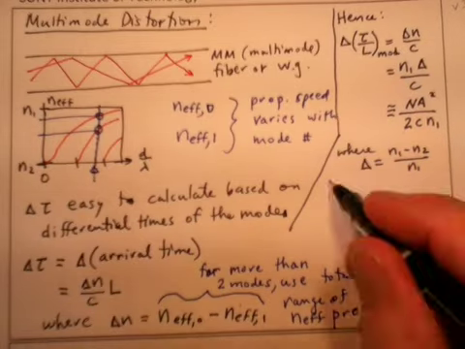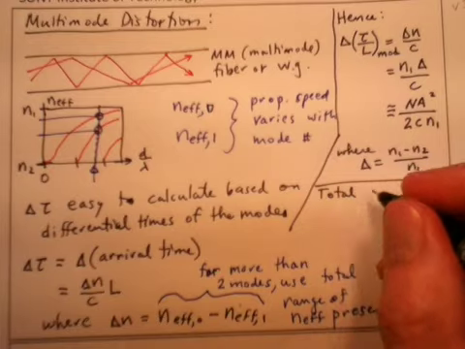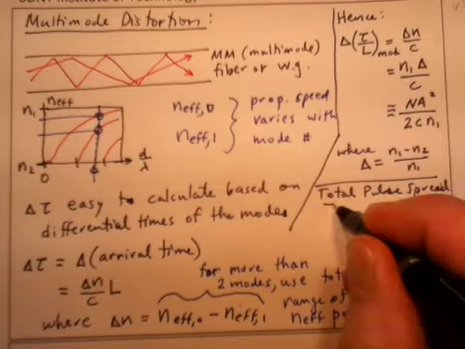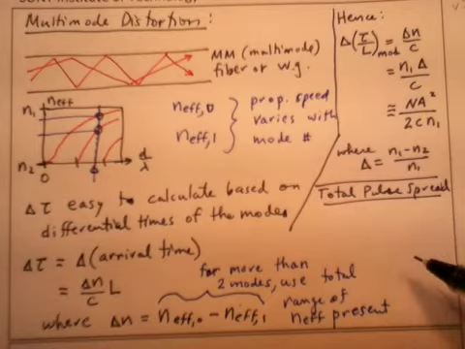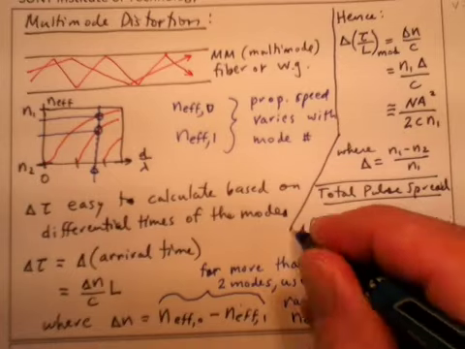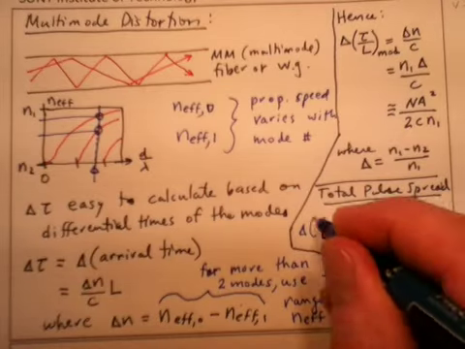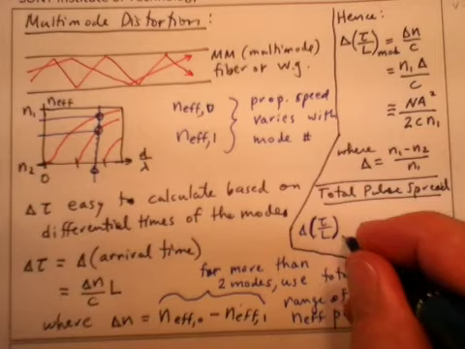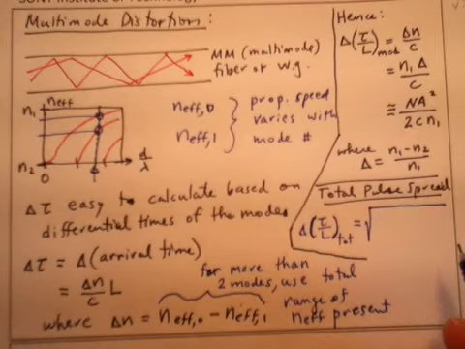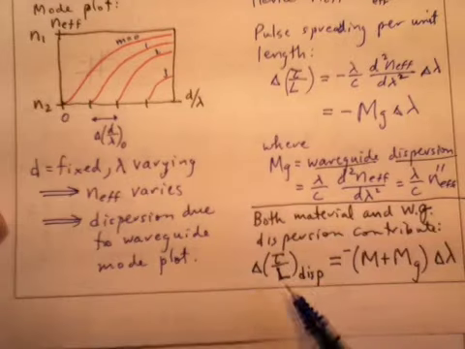And so finally, the total pulse spreading is due to both dispersive and modal effects. I'll keep this separated. Hope it's not too confusing to have it all overlapping. Total. Now it turns out that we can't just add our two contributions. We've got modal pulse spreading and we've got dispersive pulse spreading per unit length.